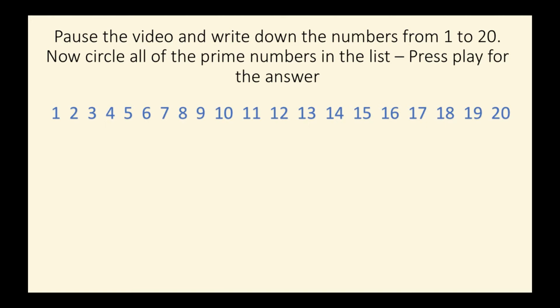Okay, so here are the numbers 1 to 20. Let's have a look what we have here. So again, we can ignore 1 because we know that 1 is not a prime. So we have 2 and 3, 5, 7, 11, 13, 17 and 19. So you might get asked that quite a lot at school. You know, write down all the prime numbers up to 20, and these are the numbers they're looking for.